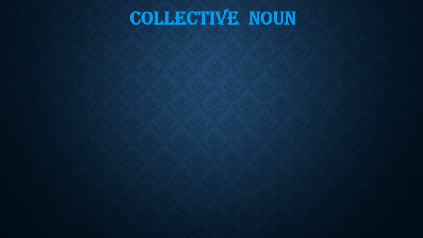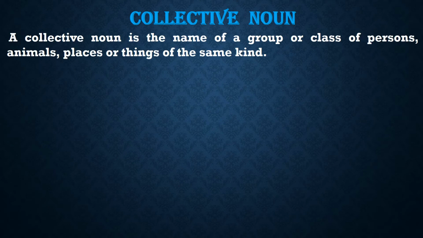After common noun, we come to collective noun. So collective noun, as the name suggests, collective means the collection. Okay. So a collective noun is the name of a group or class of persons, animals, places, or things of the same kind. It means if we are giving a single particular name to a collection, or to a group, then it is called a collective noun.